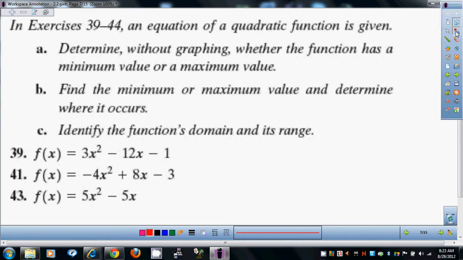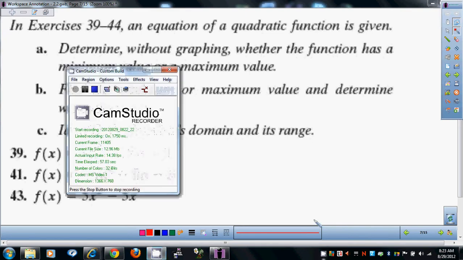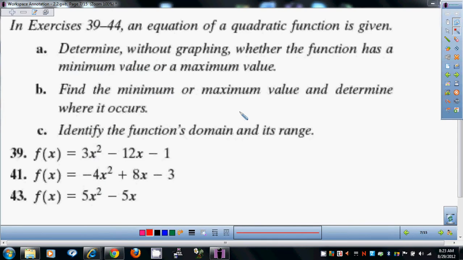Okay. Max or min. You can tell whether it's going to have a minimum value or a maximum value based on what? If it's negative, it's going to be downwards, and it's going to have a maximum, right? If it's positive, it's going to be going upwards, and therefore have a minimum.